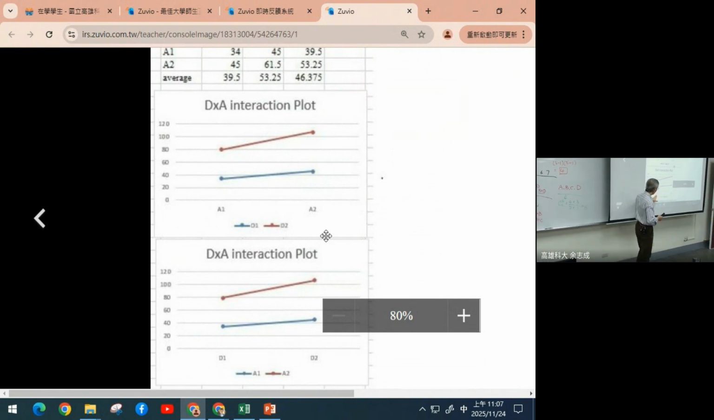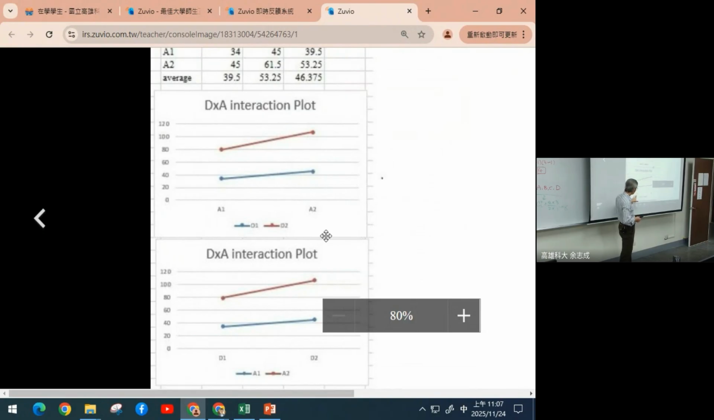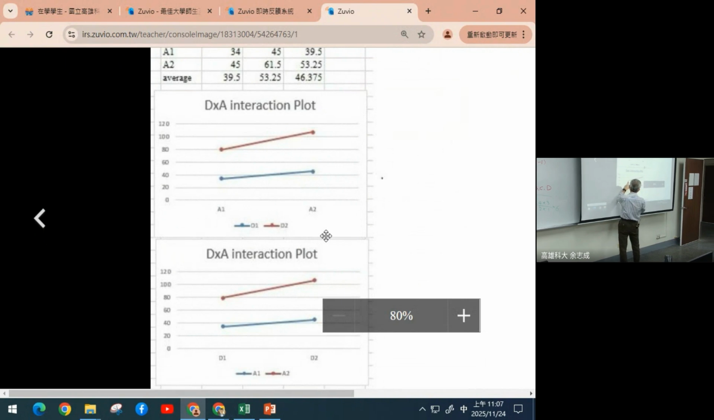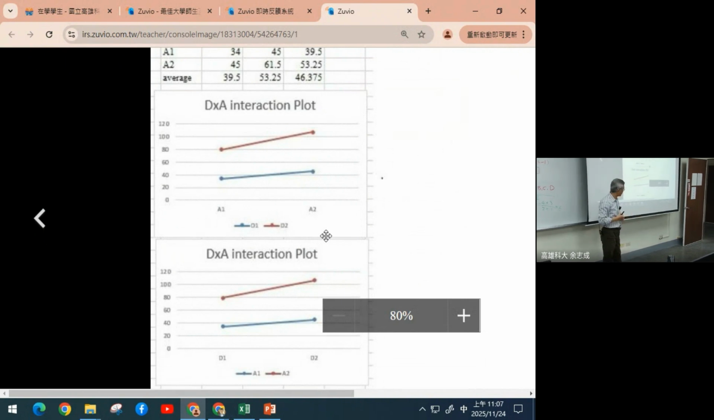How about D? D1, D2 in this curve. Which one is better, D1 or D2? D2, yes, because D2 is larger than D1. There are two lines, doesn't matter. This is A1, this is A2. When A is at A1, the selection of D2 is still better than D1. When A is at A2, the red line, the selection of D2 is still higher than D1. So they are synergistic interaction.